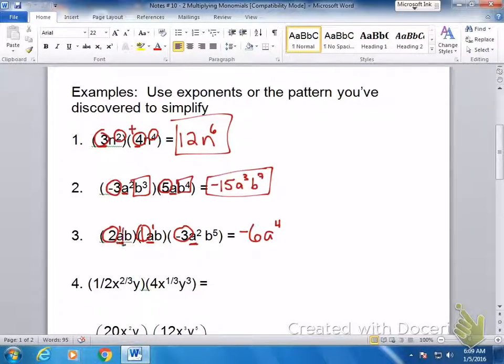Now I'm going to come over to my b's. I have b to the first, b to the first, and b to the 5th. 1 plus 1 is 2. 2 plus 5 gives me b to the 7th. So you can see it's not too bad.